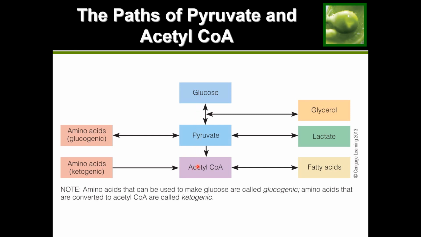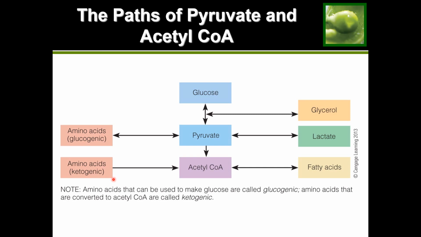But acetyl-CoA is not reversible. So what that tells us is once we've reached acetyl-CoA, we can't reverse back up into glucose, which means that these amino acids are not glucogenic. They are not able to make glucose.